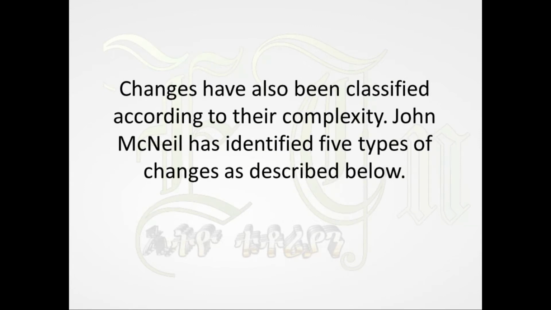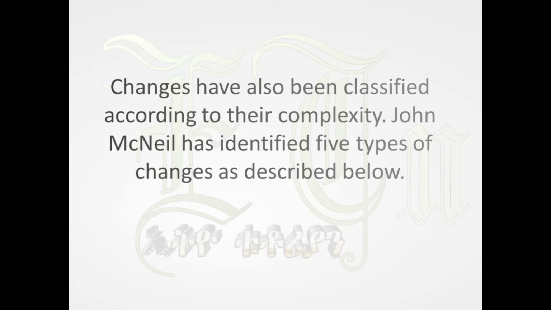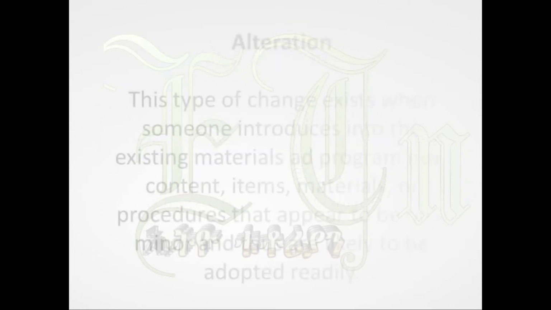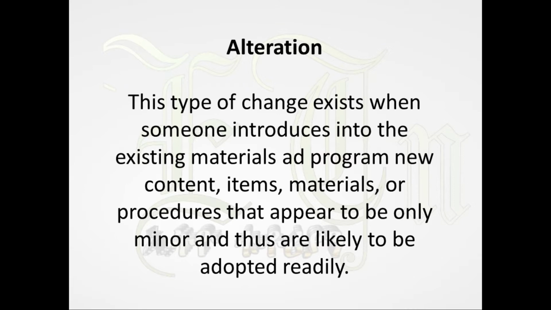Changes have also been classified according to their complexity. John McNeill has identified 5 types of changes as described below. Substitution. This depicts alteration in which one element is replaced for another. By far, this is the easiest and most common type of change. Alteration. This type of change exists when someone introduces into the existing materials program new content, items, materials, or procedures that appear to be only minor and thus are likely to be adopted readily.